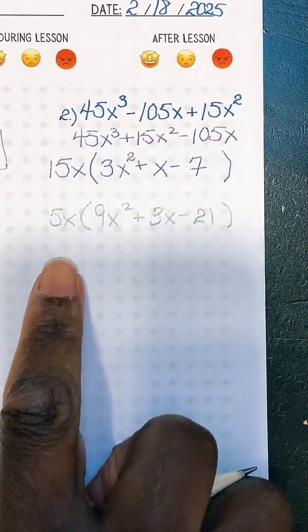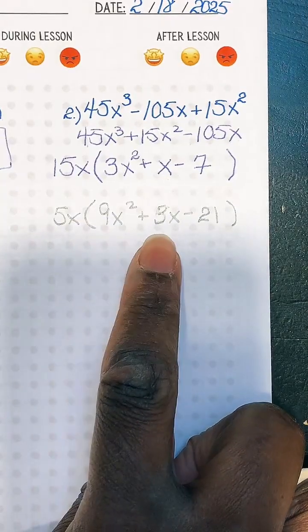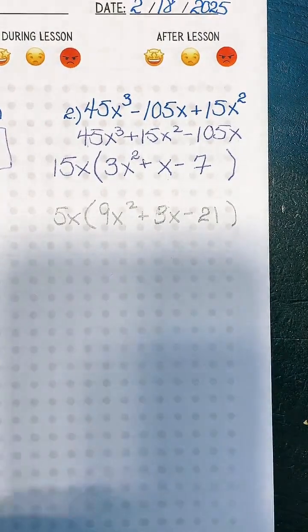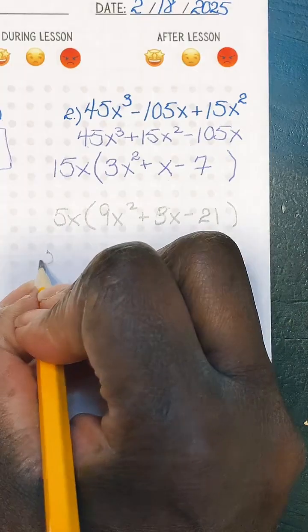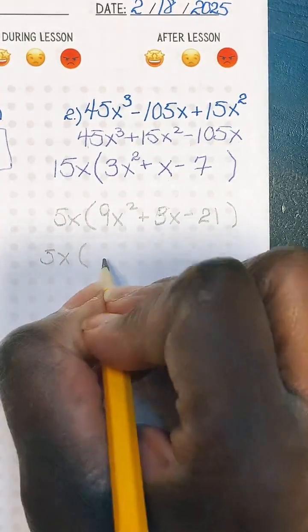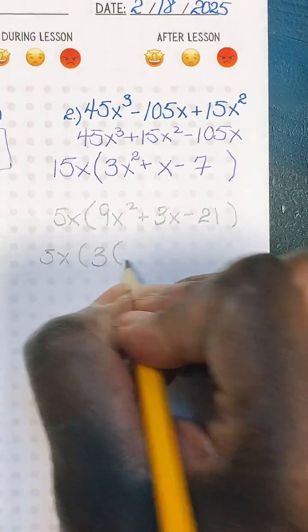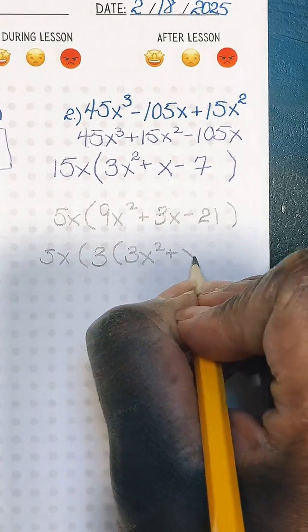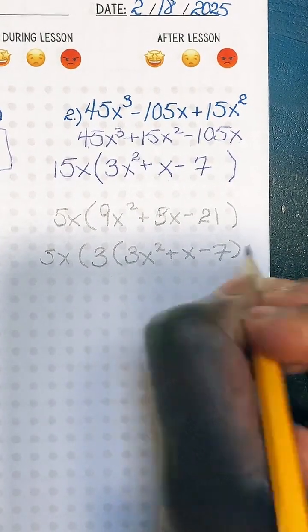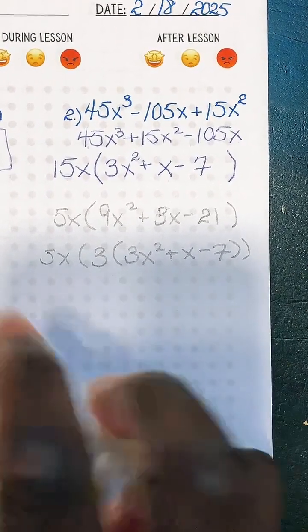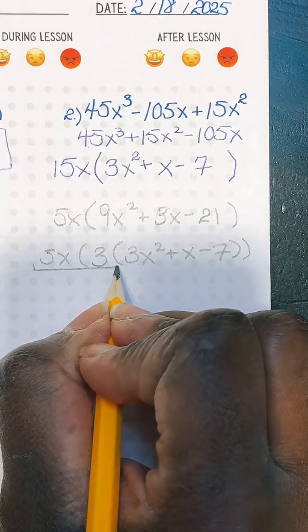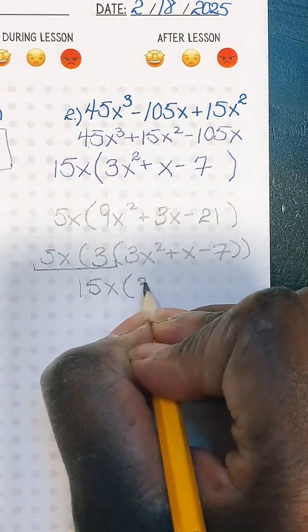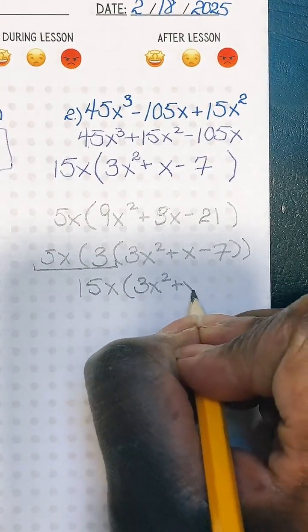So now, inside of this parenthesis, 9, 3, and 21, I still have to break down because they all have a 3 in common. So that means I would have my 5x out here. Then I would write my 3. And then I would have to do 3x squared plus x minus 7. And then I have to multiply these two together, which gives me my 15x, and then I would bring everything down because it's all completely factored. Okay?